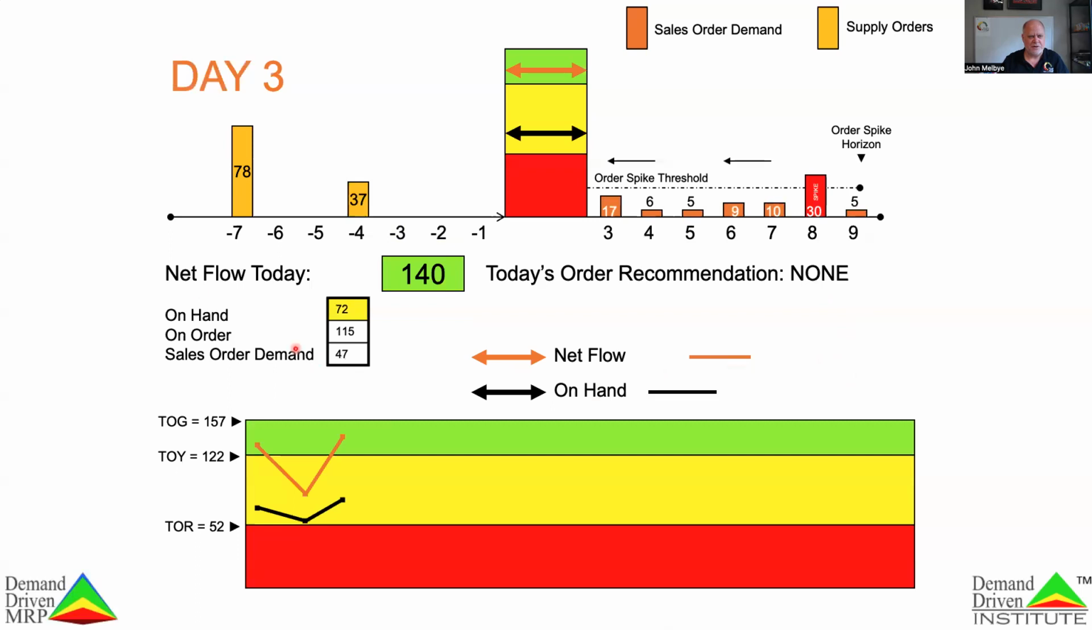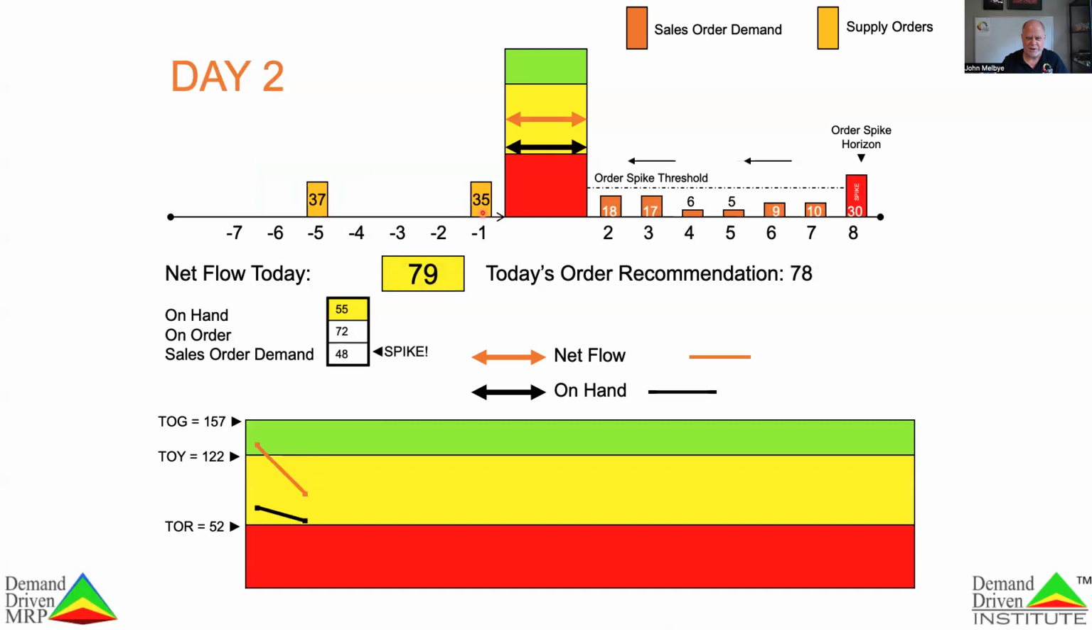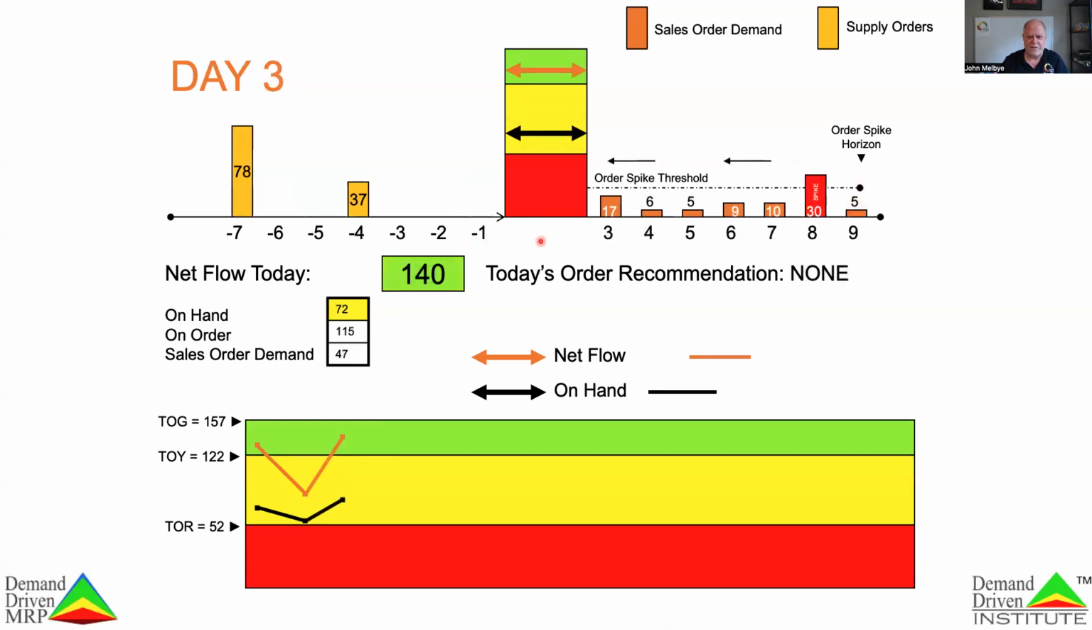Day three, we've placed our order for 78. What else happened? We had 35 pieces that were being delivered. So at the beginning of day two, it's still on order, but by the end of day two, it has arrived. So we add 35 minus our 18 that we shipped out, and our on hand is at 72. We now have an on order of 115, which is the sum of those two orders, and our sales order demand is 17, which is due today. We have no past due, plus the spike that is still within our horizon. So 47 becomes our sales order demand, but net flow is in the green still, so today we are not going to order.